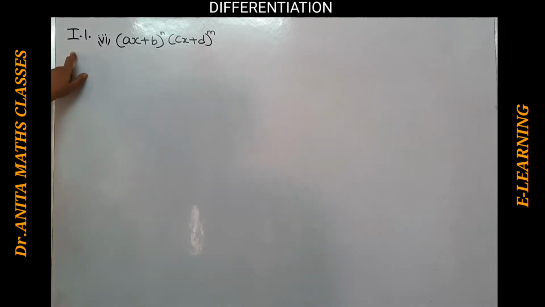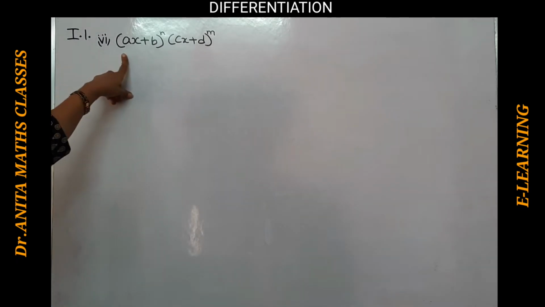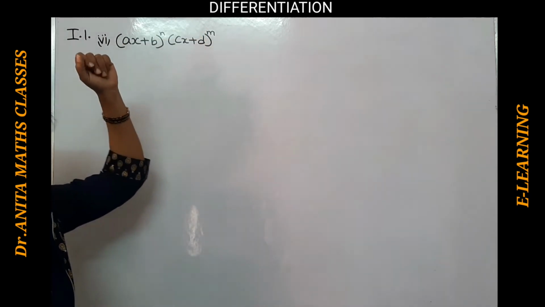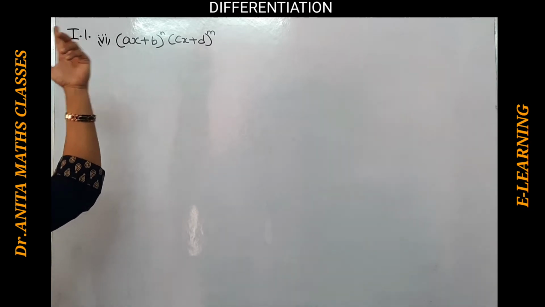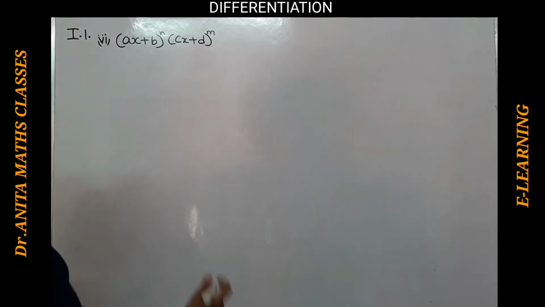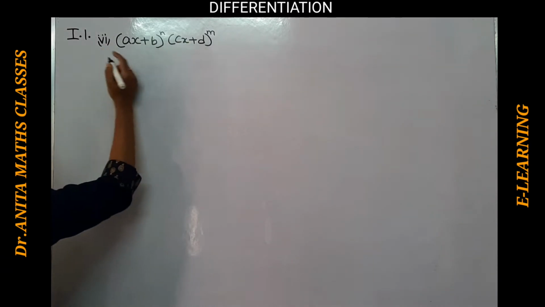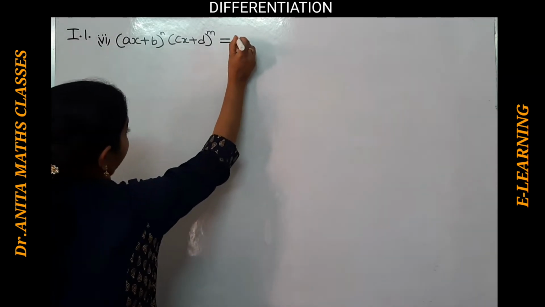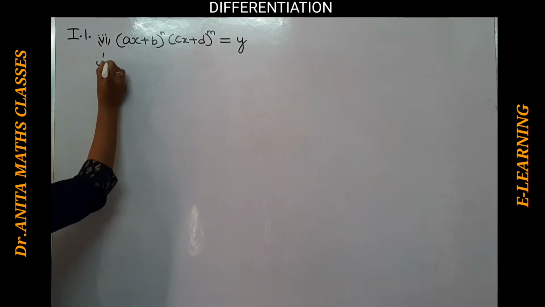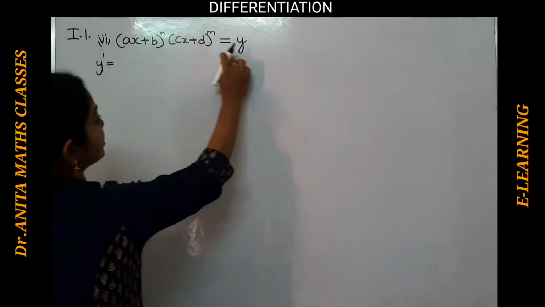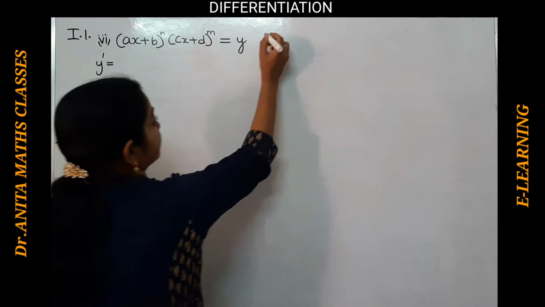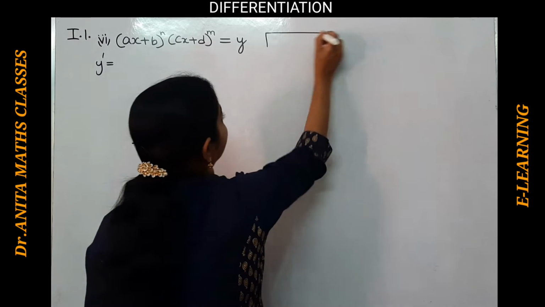Now I have noted down the 6th problem here, (ax plus b) whole to the power of n, (cx plus d) whole to the power of m. So the question here is find the derivative. Okay, find the derivative of this. Let us start. Now let me suppose this as y, a function y. So the derivative y dash is equal to, here if you see, this is in the form of uv. That means product rule. Let us apply the product rule here.